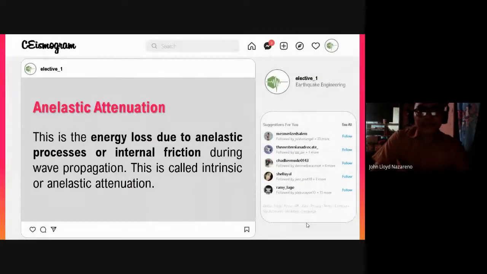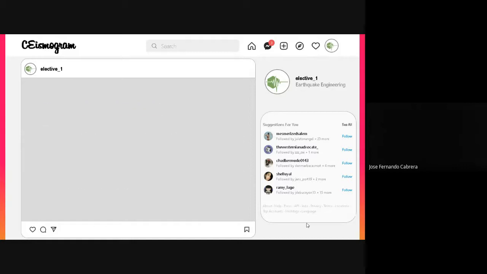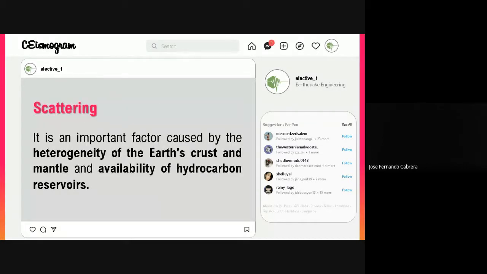Naku, paano to? Wait, nasan yung ano? Wait lang po, check ko lang po kung meron akong copy ng PowerPoint. Ayan na ulit si Lloyd. Wait natin yung presentation. Okay na. Pa-next na po ako. Next pa po ulit.